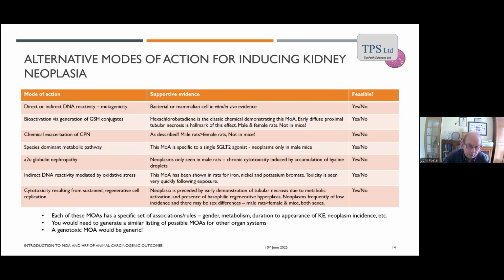Each of the modes of action, if you look at these, they have a set association. So some of them are gender specific. So alpha-2 globulin is only seen in male rats. So if your results show mouse and rat, then clearly it's not that. You'd need to generate a similar listing if you were looking for other organ systems. So this wouldn't be the same listing for liver, for example. And as I say, genotoxicity needs to be generic.